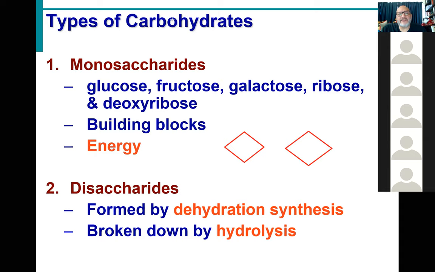And basically, as I mentioned, they have functional groups coming off of them. One of those functional groups is hydroxyl groups, and hydroxyl groups are made of an oxygen and a hydrogen. When we want to put two of these together, what we end up doing is forming a bond between these two functional groups.